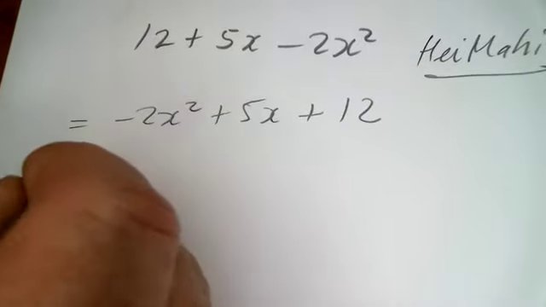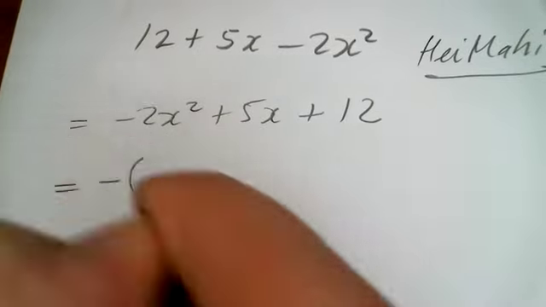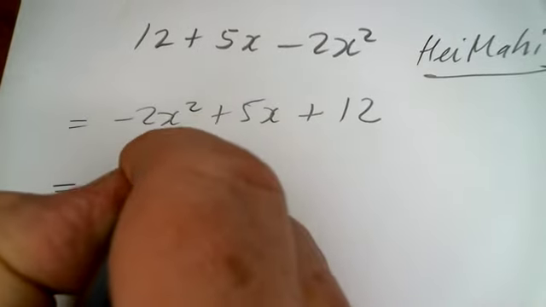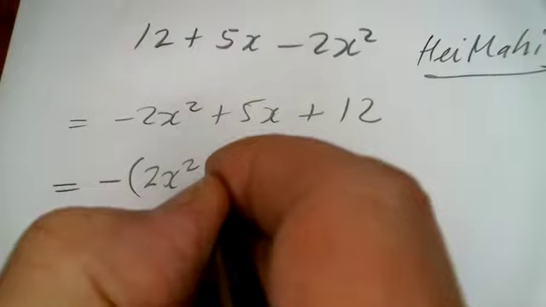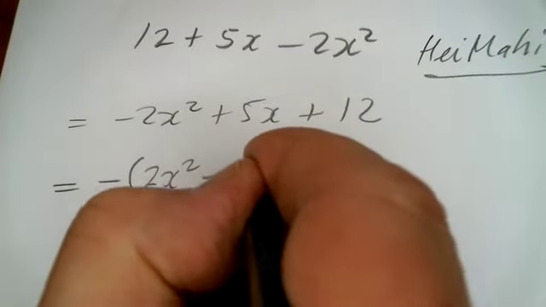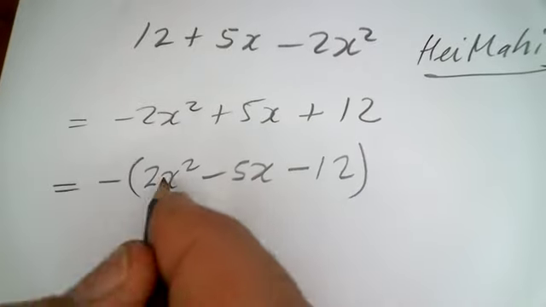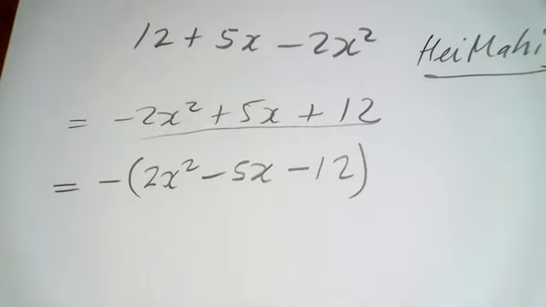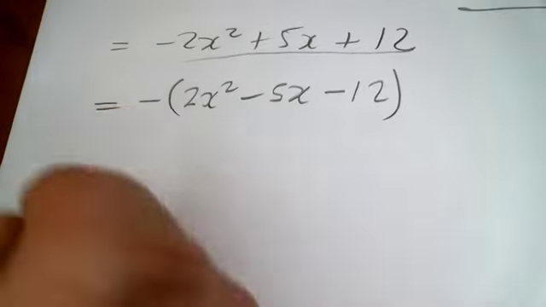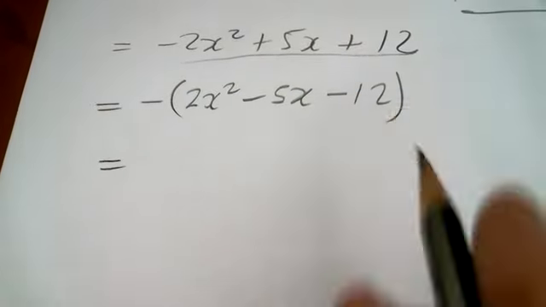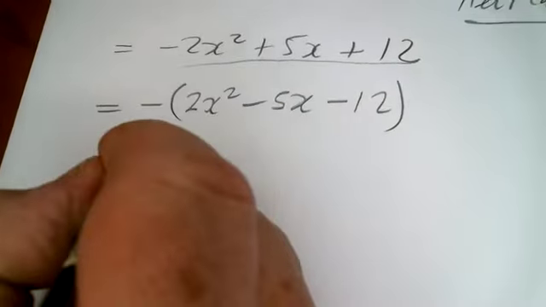So the first thing I'm going to do is put the negative on the outside, and then say, right, we've got 2x squared, and then this is going to be minus 5x minus 12. So when I multiply this out, I end up with what I started with. Okay, so let's take a look at now factorizing this bit in here. So we're factorizing the bit in the bracket.